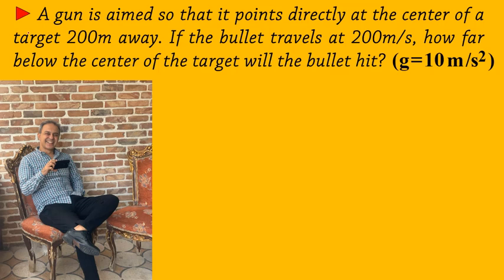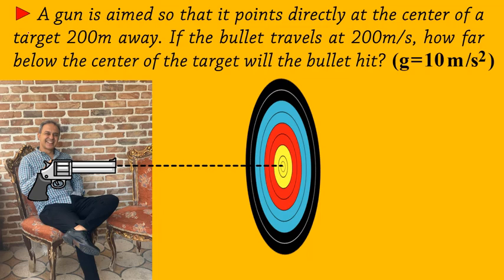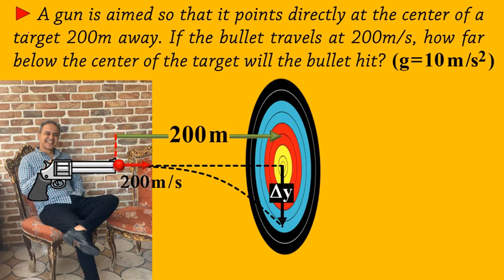A gun is aimed so that it points directly at the center of a target 200 meters away. If the bullet travels at 200 meters per second, how far below the center of the target will the bullet hit? Okay, the goal is calculating delta y, which is the vertical displacement from the center of the target to the point where the bullet hits.